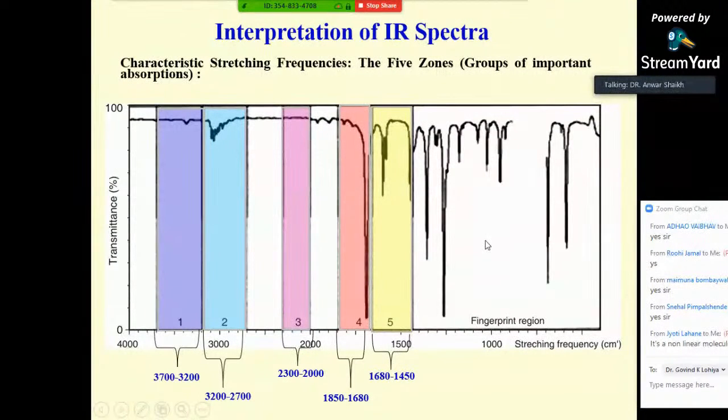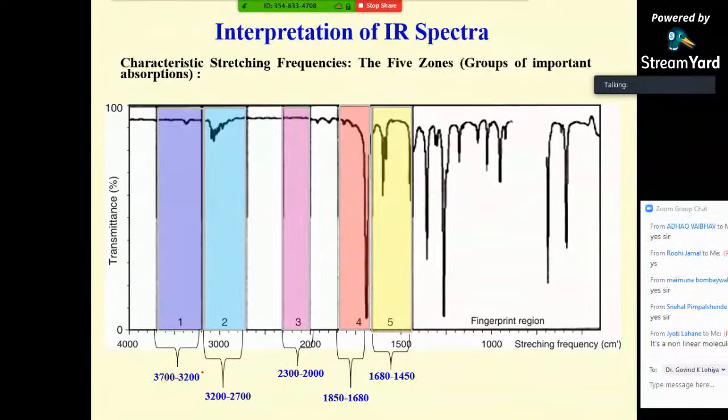This region is known as the fingerprint region, and very specific, very fixed peaks of the molecules appear here. So this region does not give much idea about the functional groups, but we get much more idea from the left hand side of 1500. So we are dividing it into the 5 zones. Please note down these zones.